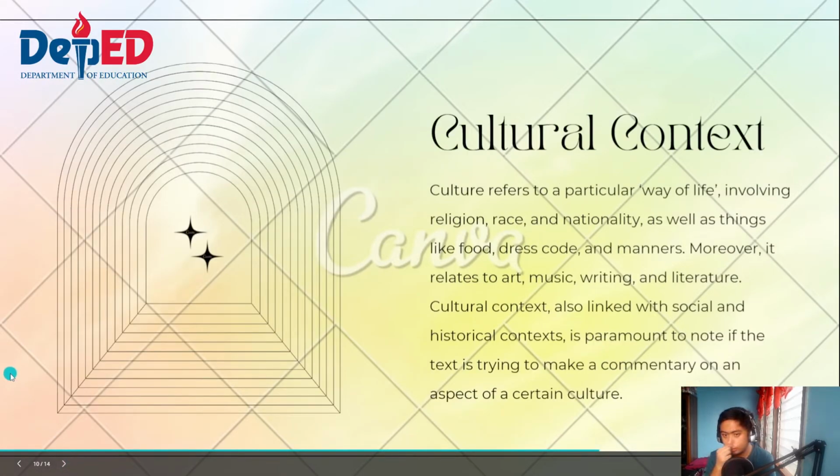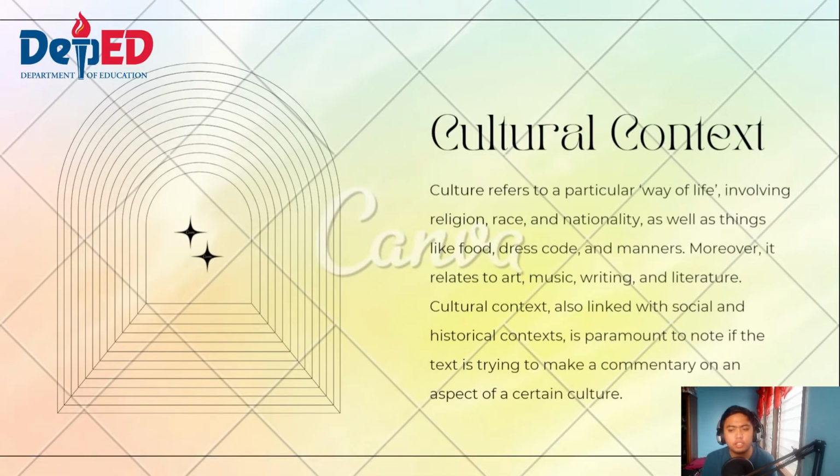So, cultural context. Culture refers to a particular way of life involving religion, race, and nationality, as well as things like food, dress code, and manners. Moreover, it relates to art, music, writing, and literature. Cultural context, also linked with social and historical context, is paramount to note if the text is trying to make a commentary on an aspect of a certain culture.